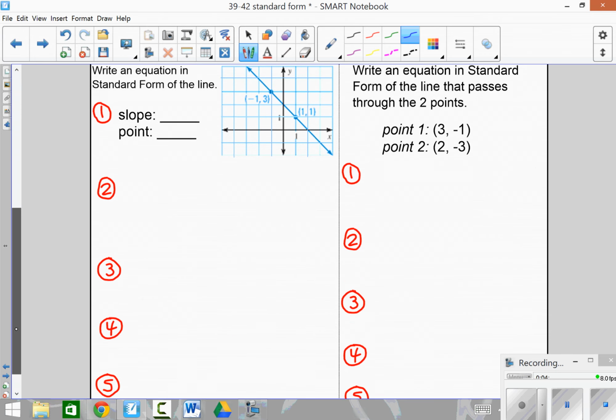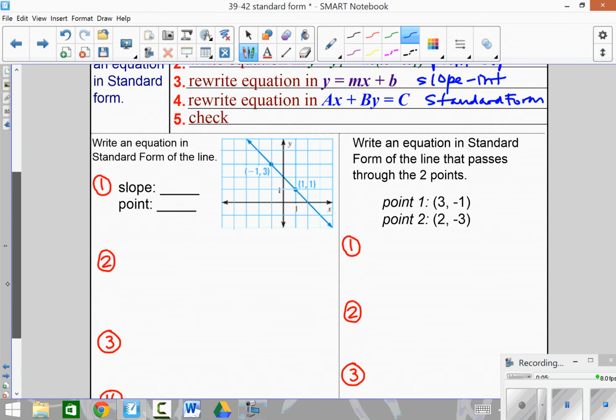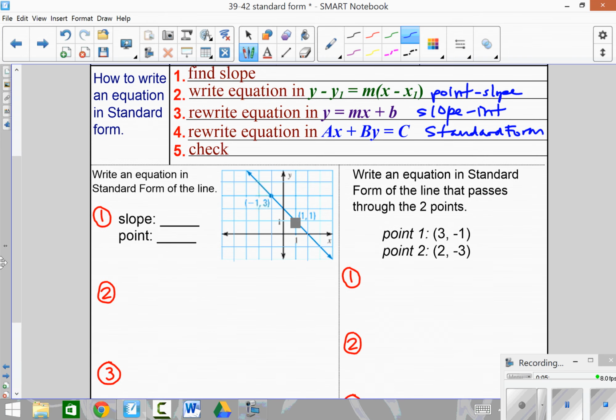Notice I have 1, 2, 3, 4, and 5. I'm going to walk you through each one of these steps on how to write an equation in standard form. We have: write an equation in standard form of the line that is shown here. So our first step, we're going to find the slope. Because it's a graph, let's just count slope. So it looks like it's rise 2 and run backwards 2. So 2 over negative 2 is the same thing as saying the slope is negative 1. 2 divided by negative 2 is negative 1.